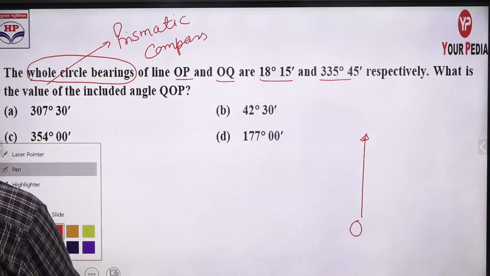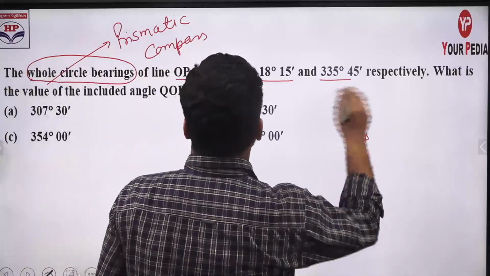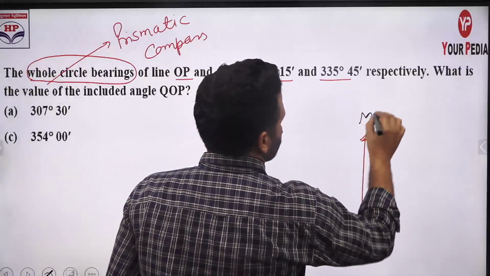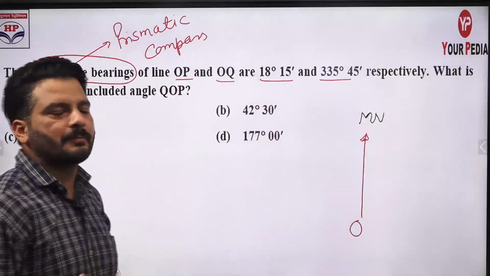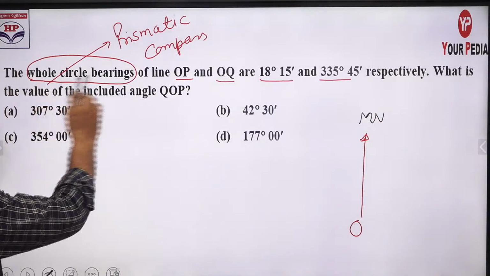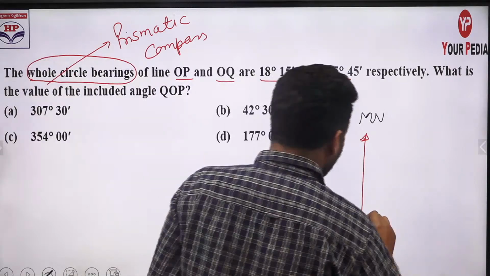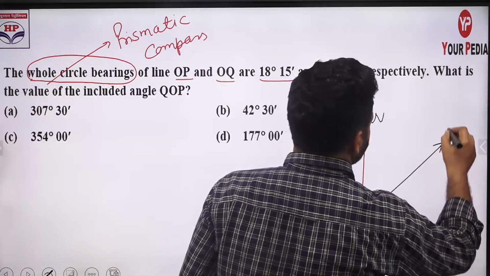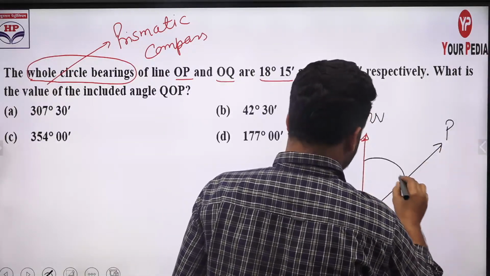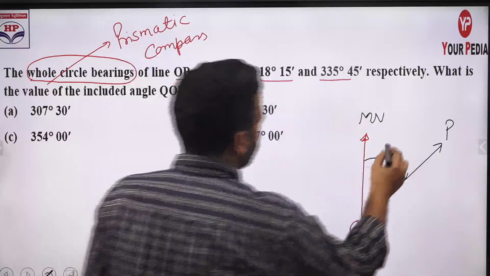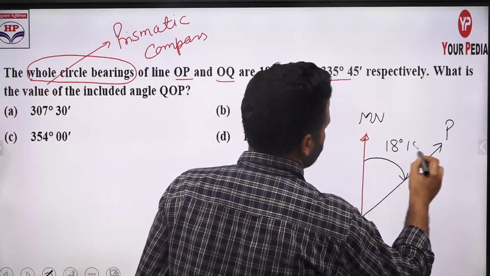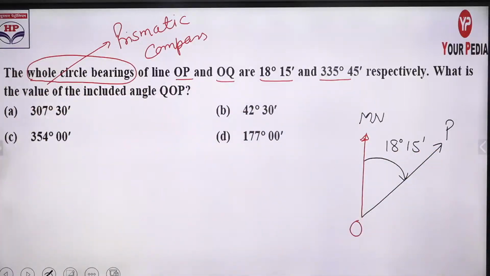Okay, and let this be the north. Of course, this is the magnetic north. Don't ask, sir, how do we know this is magnetic north, because it is written whole circle bearing of line. You are measuring, of course, that will be your magnetic bearing. If declination is given to you, then you can convert it into true bearing. So let this point be O, and let somewhere here be P. So this angle given to you is 18 degree 15 minute, whole circle bearing.